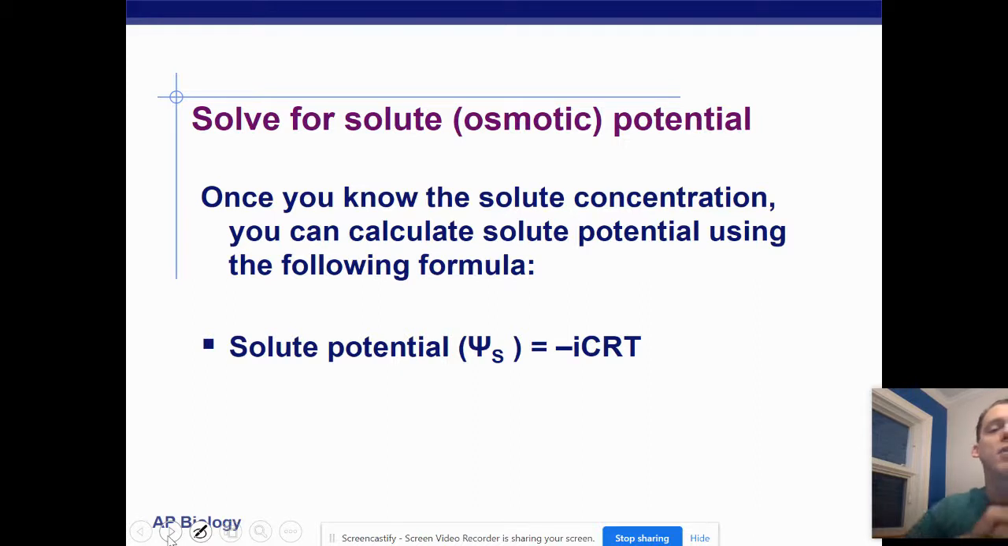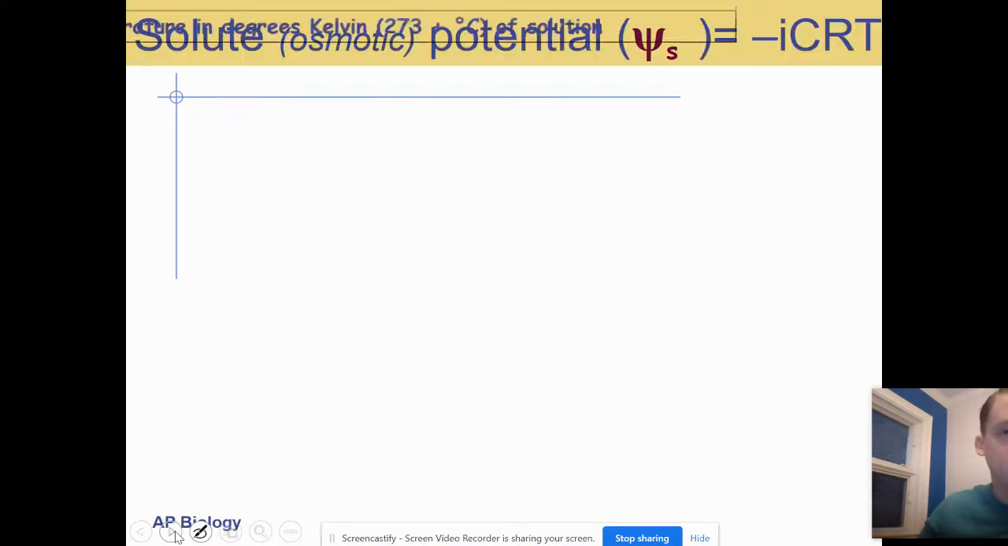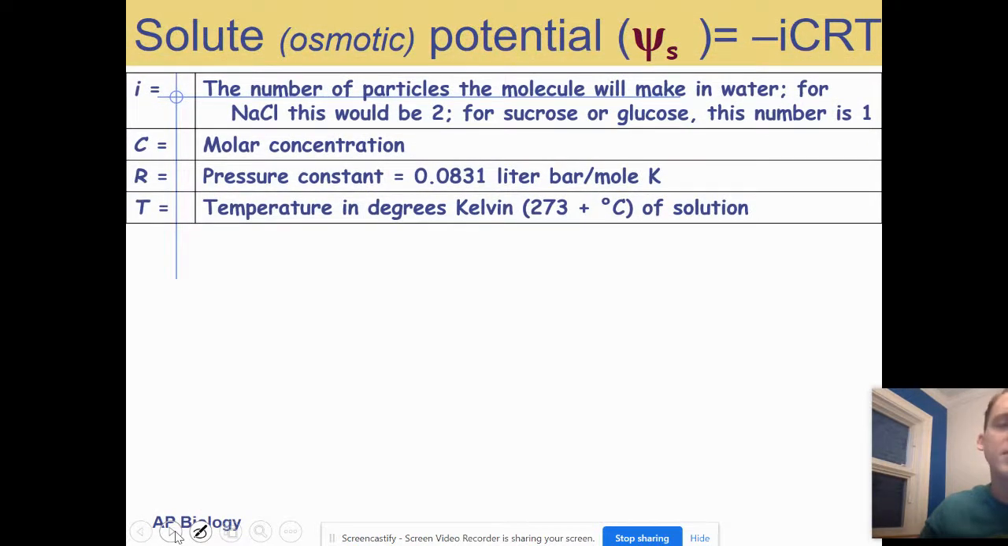All right. Now, another formula that you should know, this one is always going to be given to you on a formula sheet, is here. This is to calculate the solute potential. So the solute potential is shown with the formula negative iCRT. Now, let's find out what this means. So i is the number of particles the molecule will make in water. So what does that mean for NaCl? You hopefully remember from chemistry, NaCl will dissociate in water, Na will become an ion, Cl will become an ion.